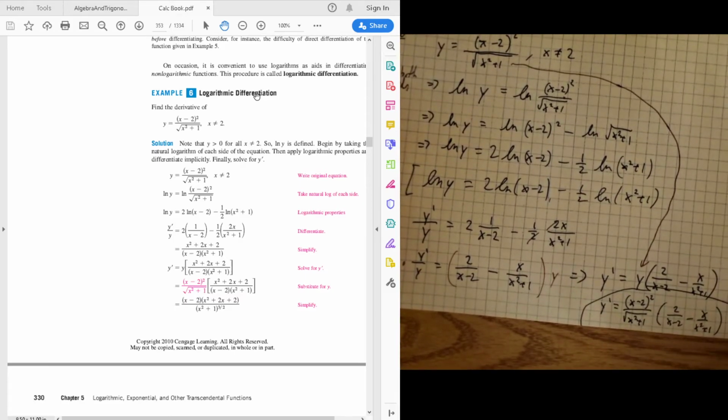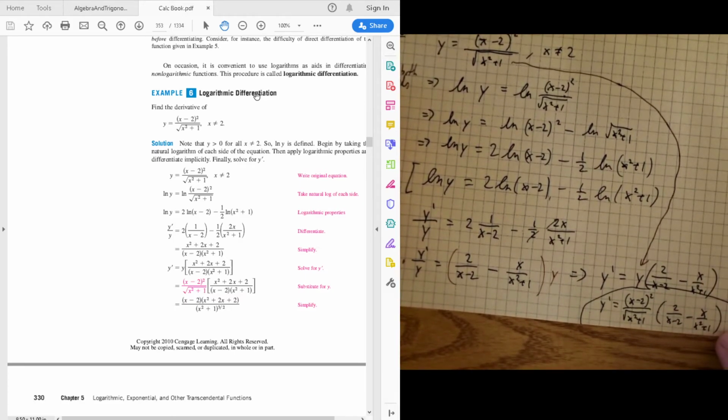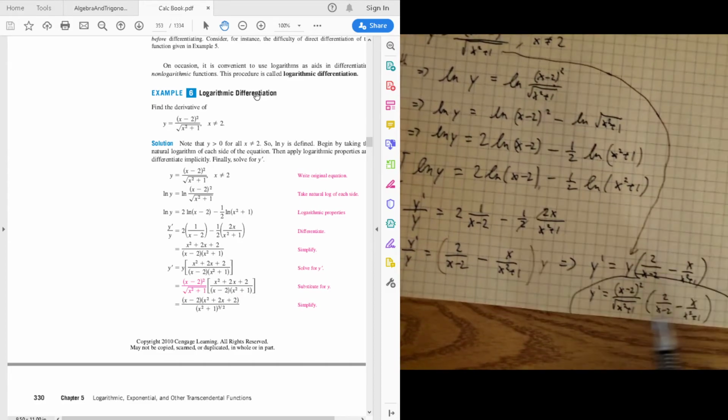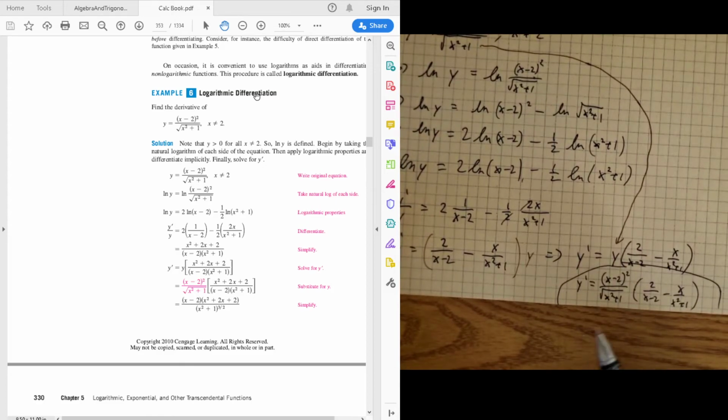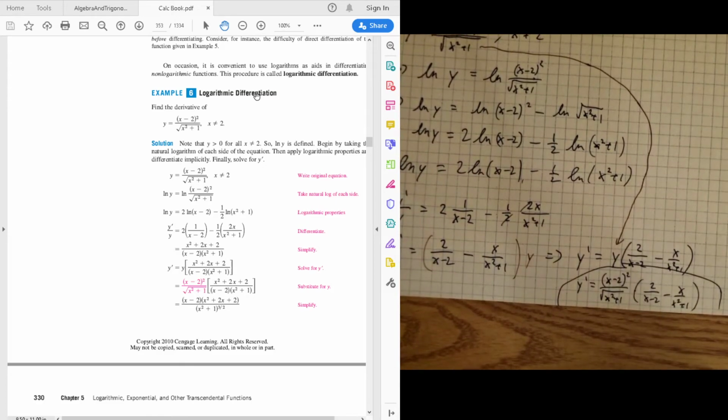Now your book does go farther to simplify this quite a bit more. I don't see that as necessary. It says find the derivative. This is the derivative. And you know me, I prefer to always get to my solution by the best steps possible without needing to go in the wrong direction. So this is as simplified as I care to take it.